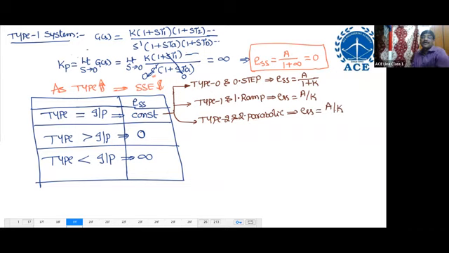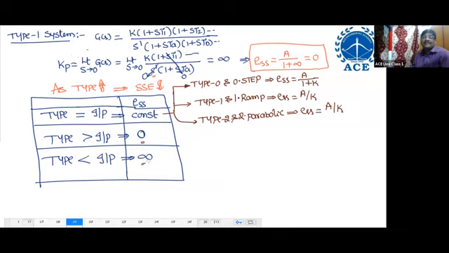In all the remaining cases, the error may be 0 or infinity. Type 0 step input, you have to calculate the error. Type 1 and ramp input, you have to calculate the error. Type 2 and parabolic input, you have to calculate. For the remaining cases, we can directly write the error as either 0 or infinity.